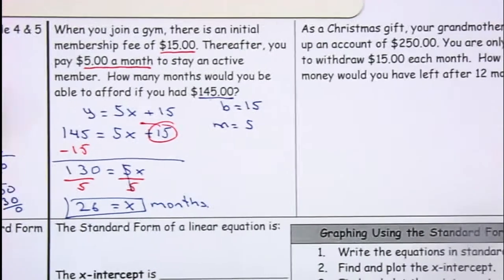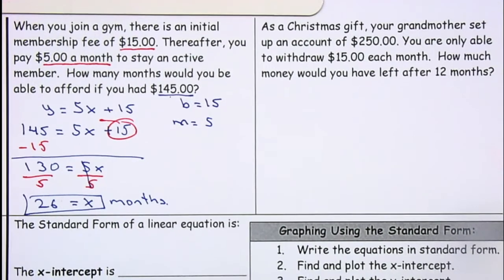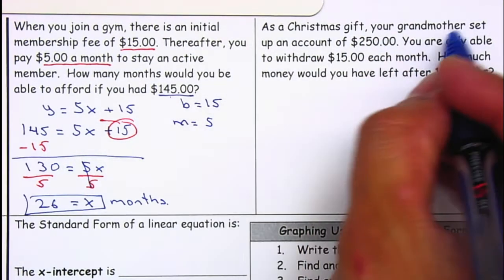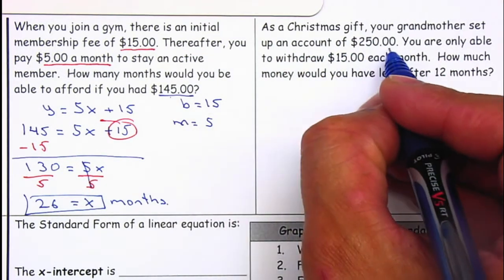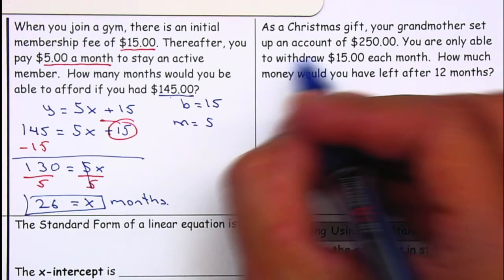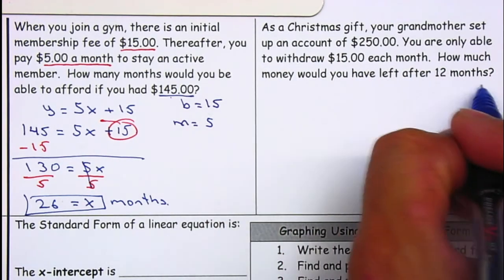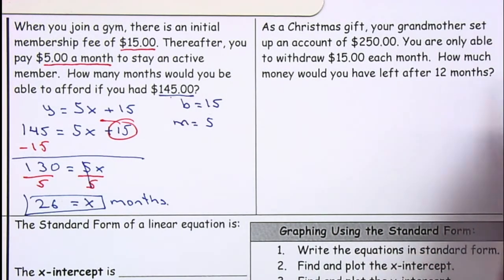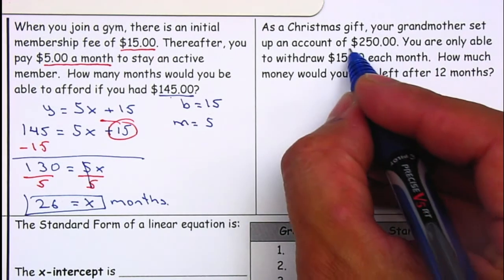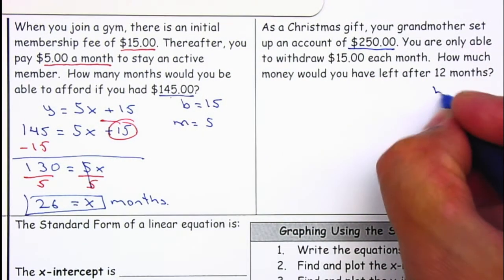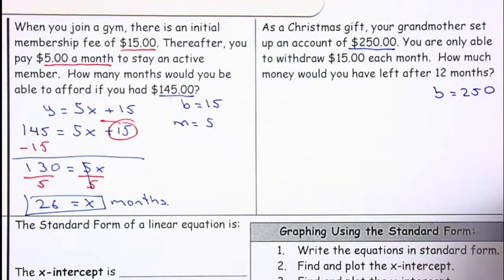Let's go into the next one together. Example number 5. As a Christmas gift, your grandmother set up an account of $250. You are only able to withdraw $15 each month. How much money will you have left after 12 months? Same thing, what is your initial amount? You start with $250, so that'll be the value of b, 250.